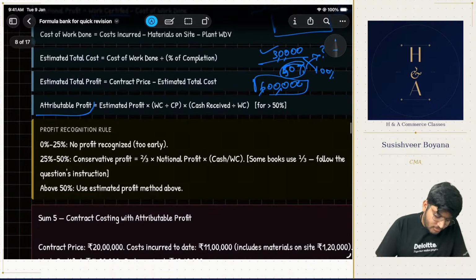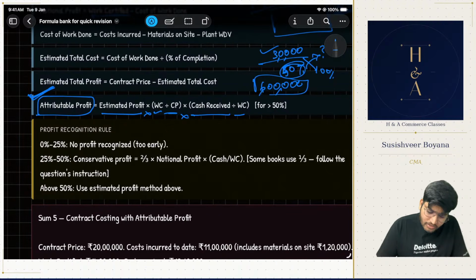Okay, attributable profit. This is what the question usually revolves around. Sir, estimated profit into work certified divided by percentage completion into cash received divided by work completed. This is for 50%.